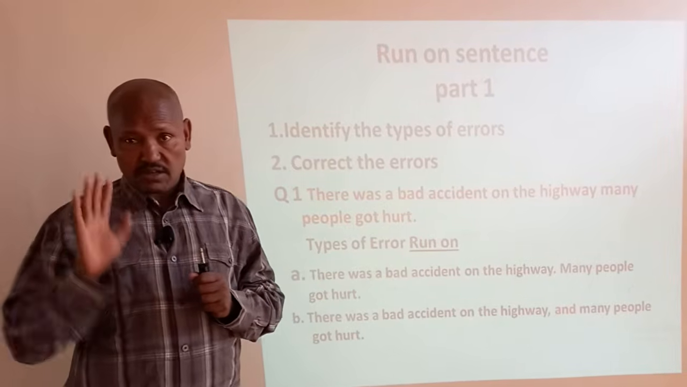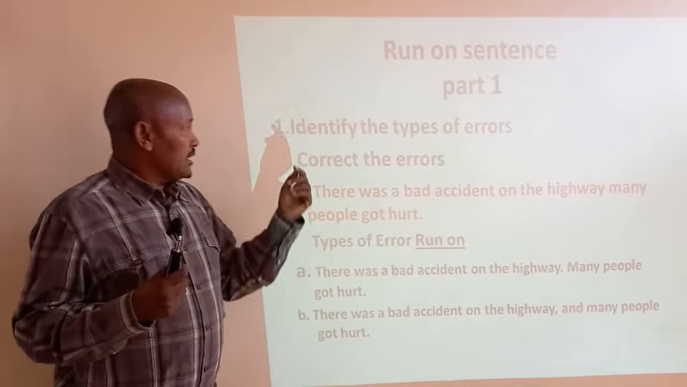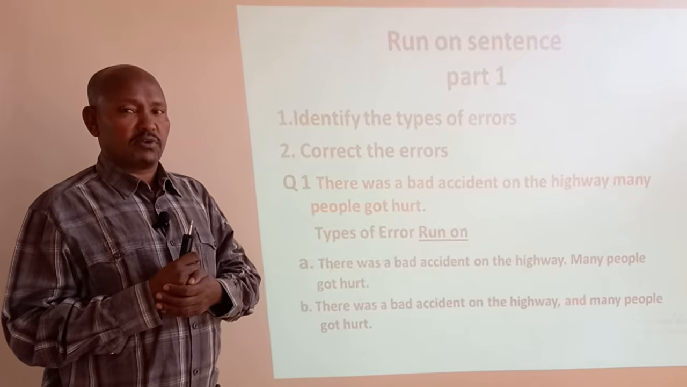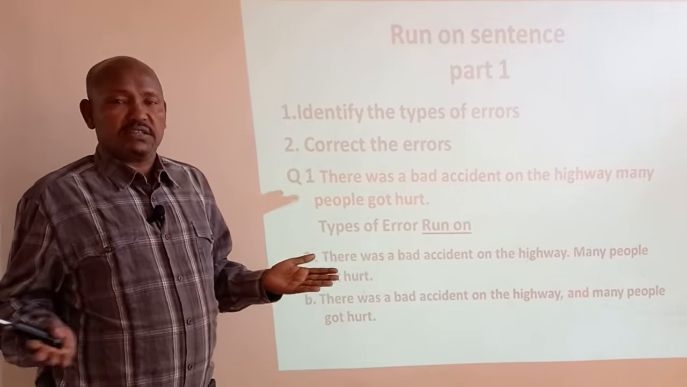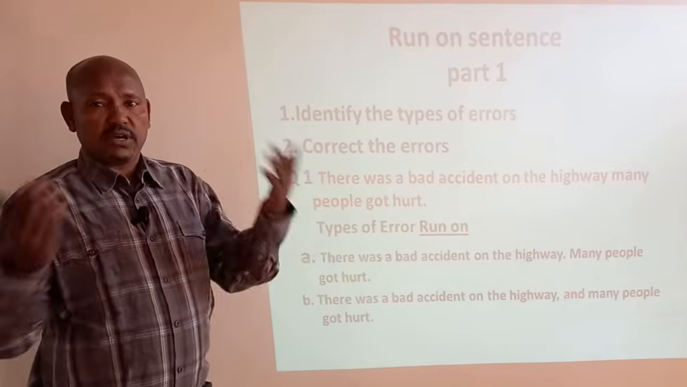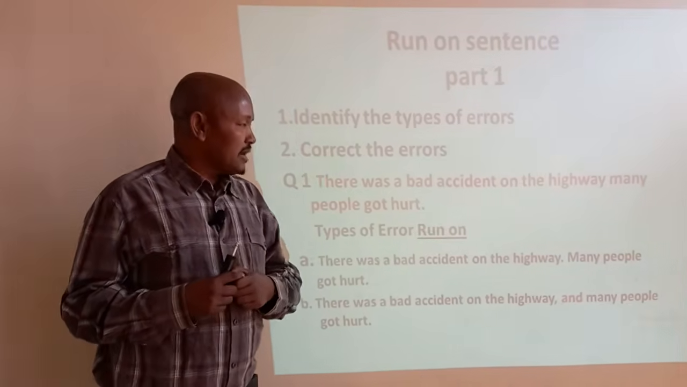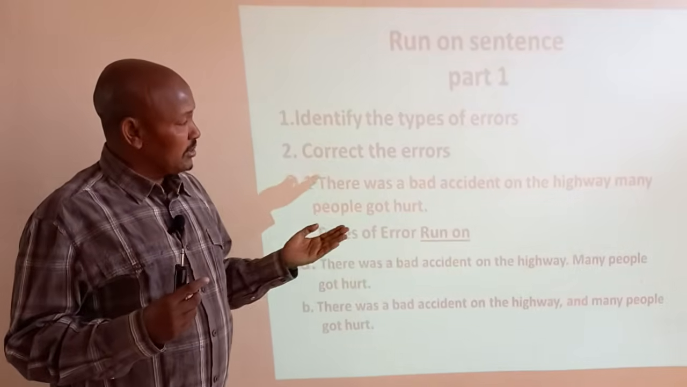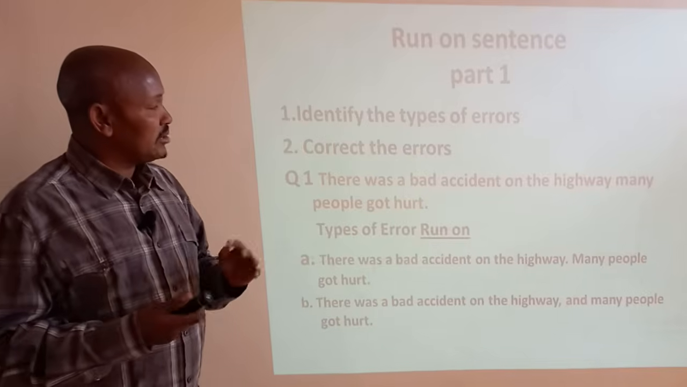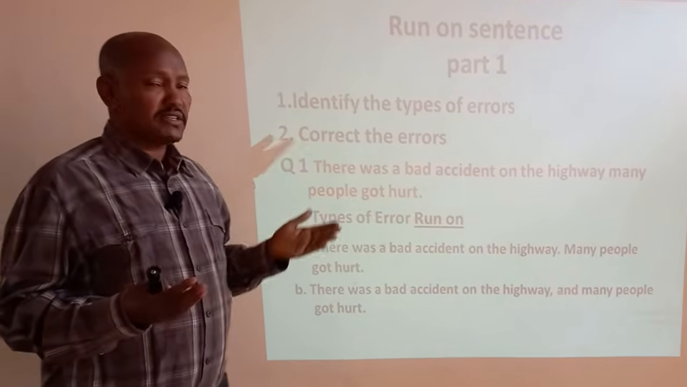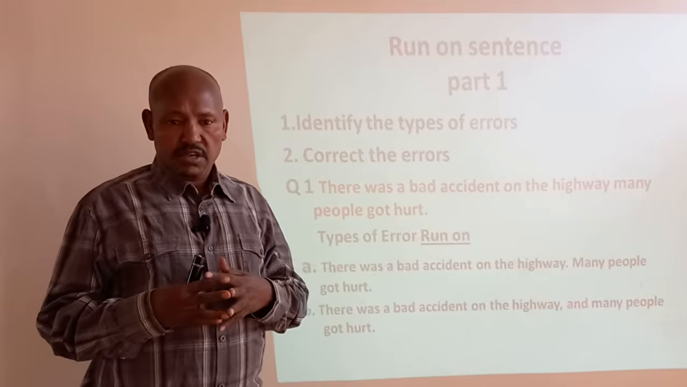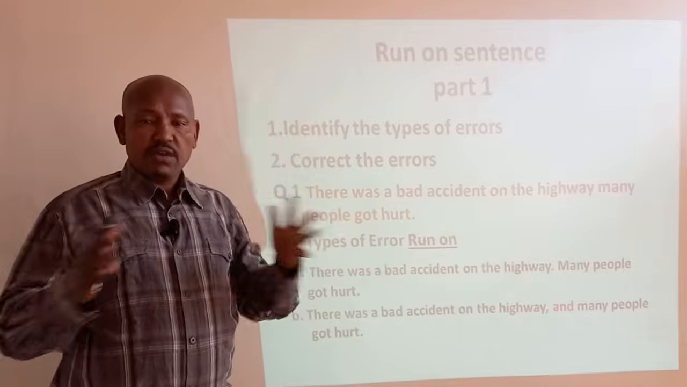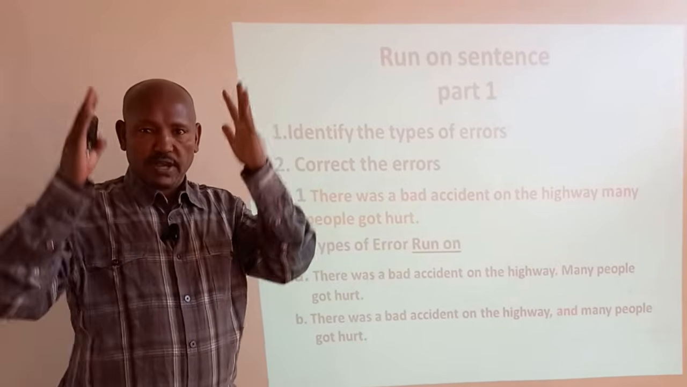So this is one sentence error, the run-on sentence. Here, we identify the types of errors and correct the errors. These are the first basic important things to write the sentence correctly. What error does the sentence have, and how can we correct it? There was a bad accident on the highway. Many people got hurt. There is no comma between them here. It seems one sentence, but there are two independent clauses here. So we identify the two independent clauses, underline them, and then try to write correctly.